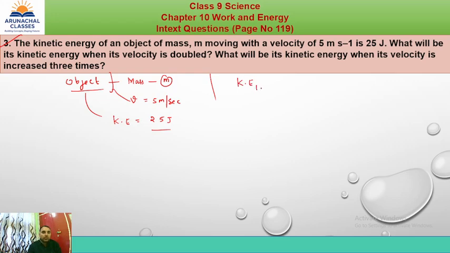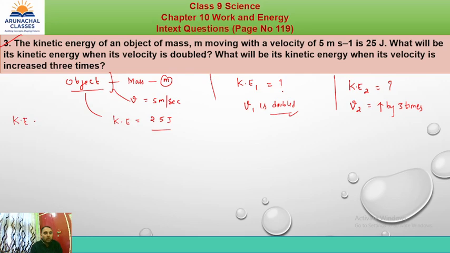Let it be kinetic energy 1 when the velocity is doubled. This is the condition. And the third part is, what will be the kinetic energy when its velocity is increased by 3 times?